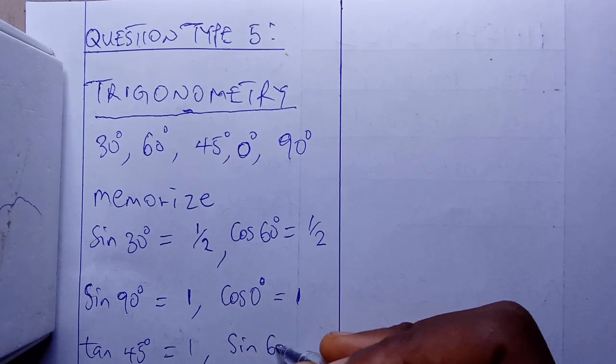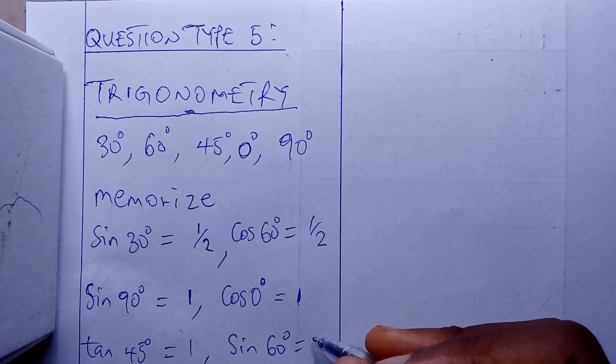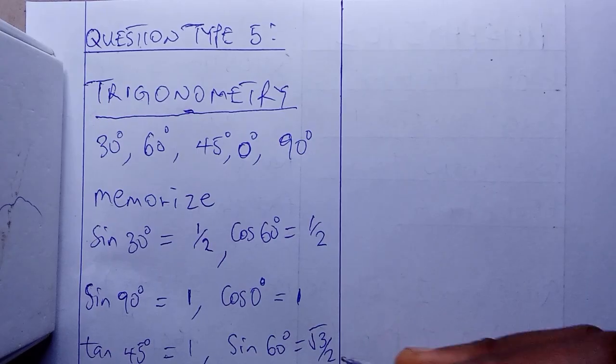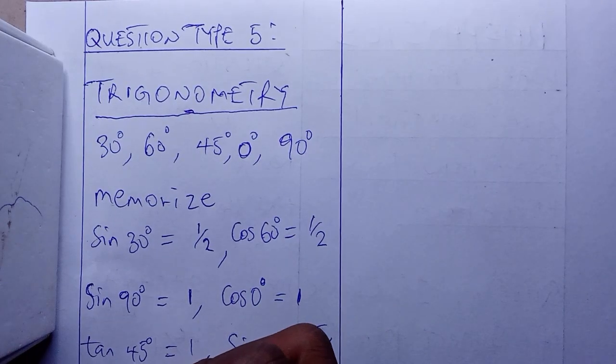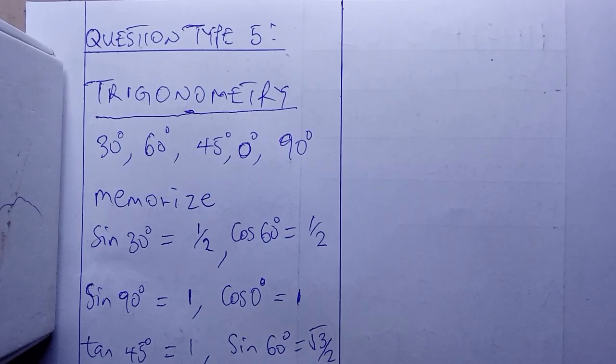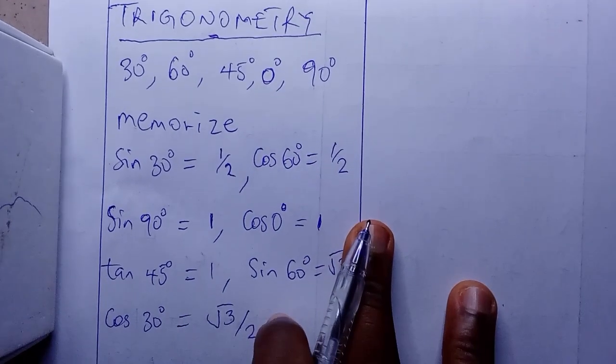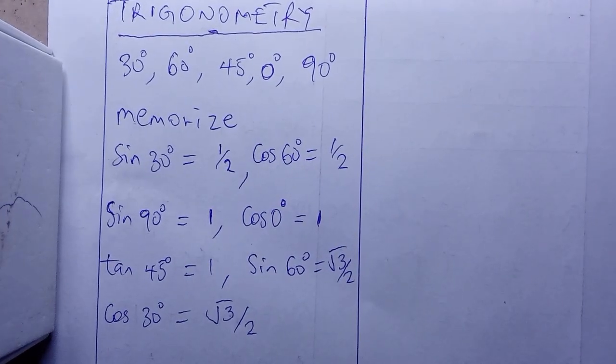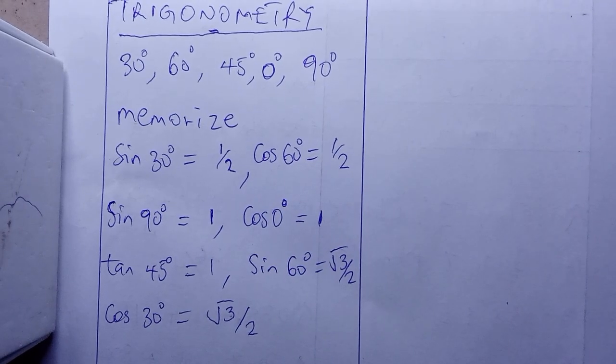Sine 60 degree equals root 3 over 2, and cos 30 degree equals root 3 over 2. Please, I would love it if you guys master this basic sine, cosine, and tan of these degrees. It will make you faster than your peers.